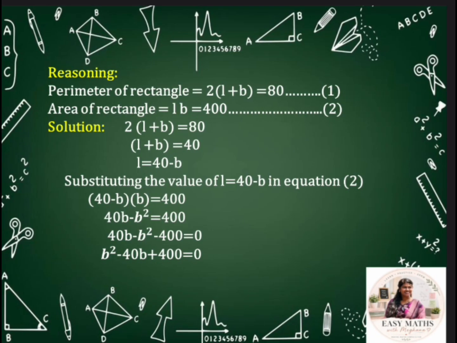Perimeter of the rectangle can be found by the formula 2 into (length plus breadth) is equal to 80. Let us take it as equation 1. Area of the rectangle can be written as length into breadth is equal to 400. Let us take it as equation 2.